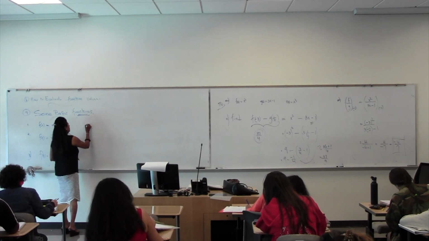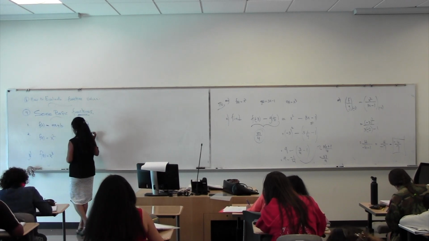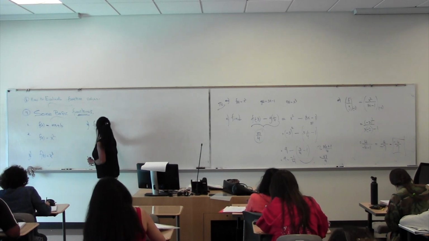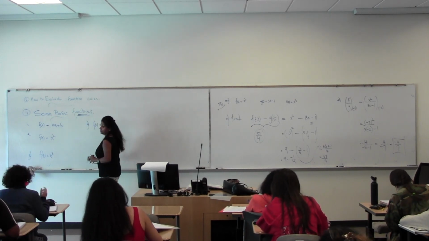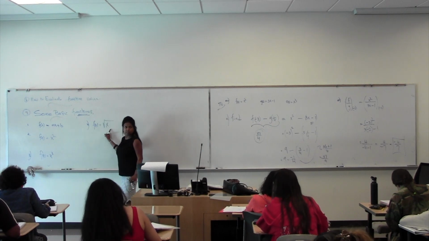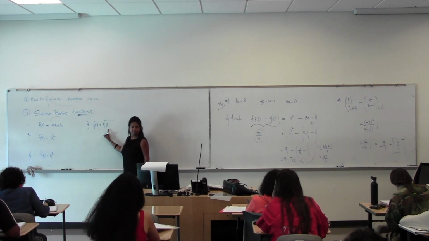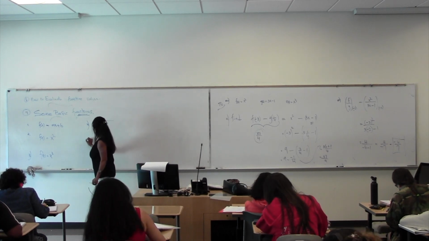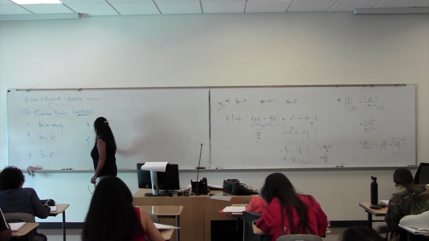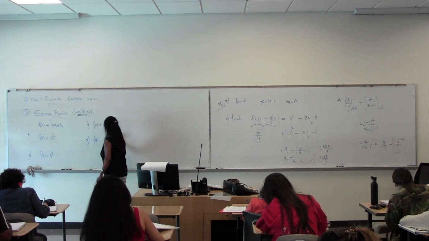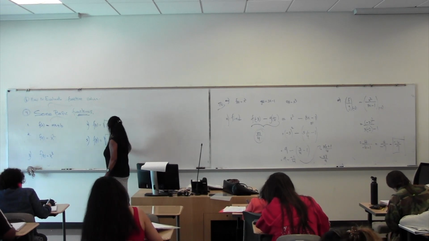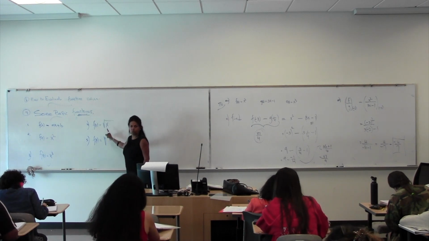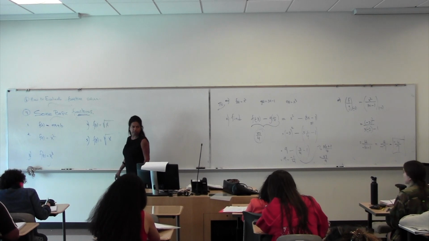Number 4, f of x is equal to square root of x. Okay, square root function. Number 5, I don't know whether the book has this, but I'm also going to give you the cube root function. Square root, exactly how this goes.